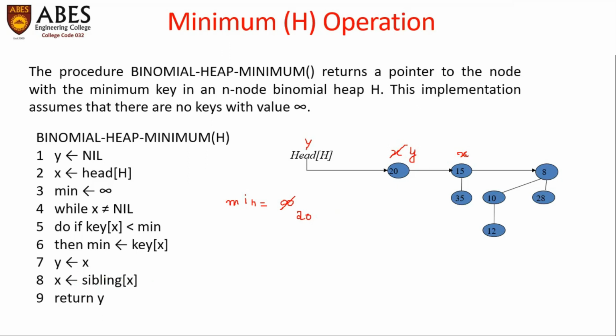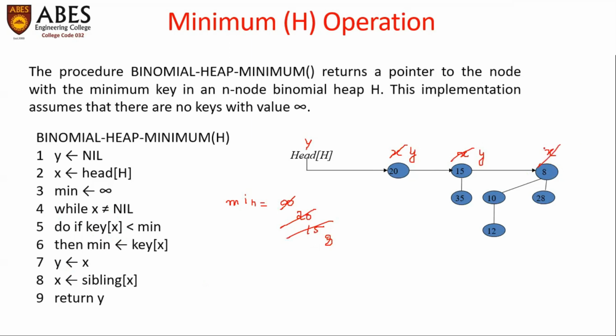Again, x is not equal to null, so you will dry run this loop again. Here the key of x is 15. The minimum is 20, and 15 is less than 20, so you update your minimum to 15. Again, you change your x to y. So this becomes your y and the sibling of x becomes your x. The key of x is 8. Your minimum is 15, and 8 is smaller than 15, so you update your minimum, and it becomes 8.